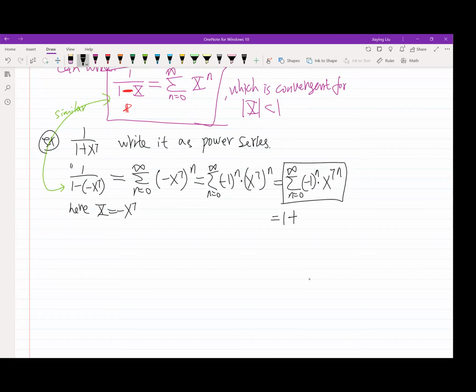And when we put 1 there, negative 1 to the 1 is negative 1, and x to the 7 times 1 is x to the 7, so we get minus x to the 7. And if we put 2 there, negative 1 squared is positive 1, and x to the 7 times 2 is x to the 14th, and so on. So that's the power series, which is equivalent to 1 over 1 plus x to the 7.